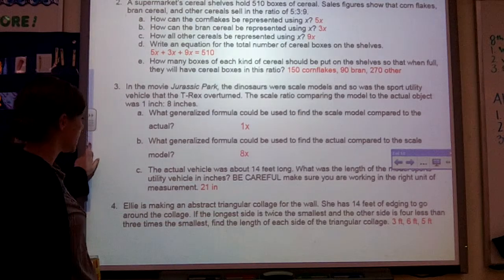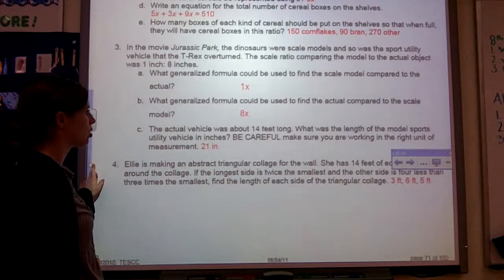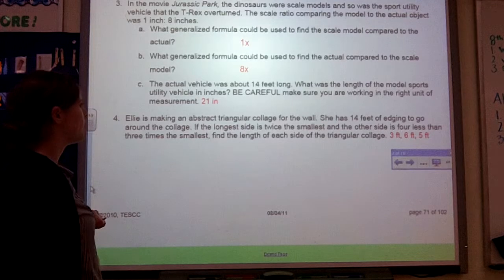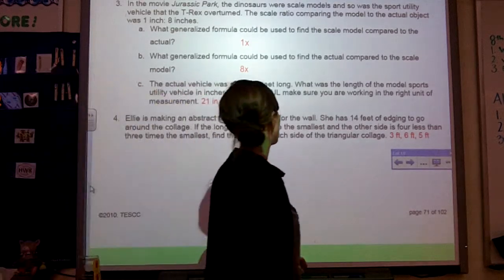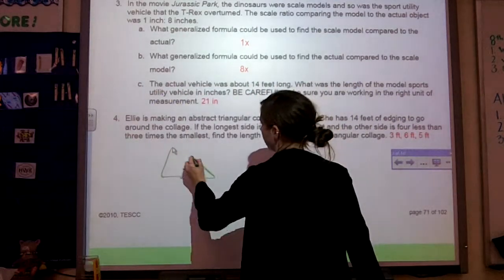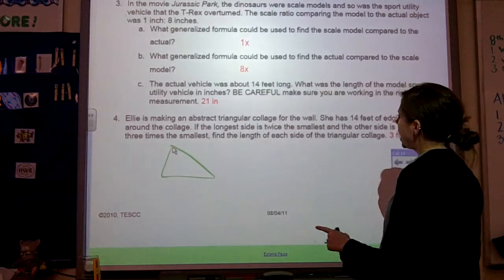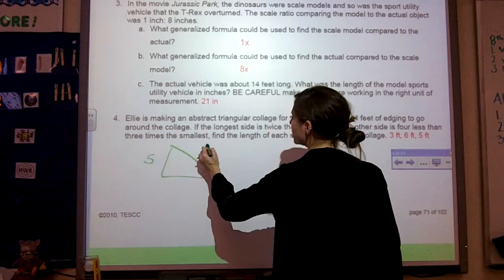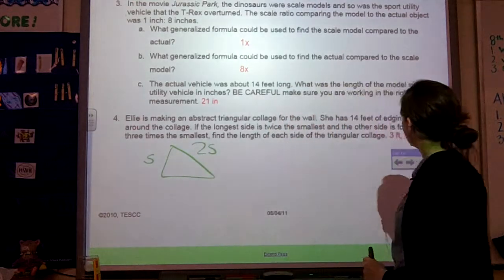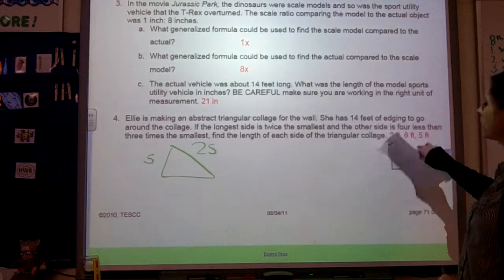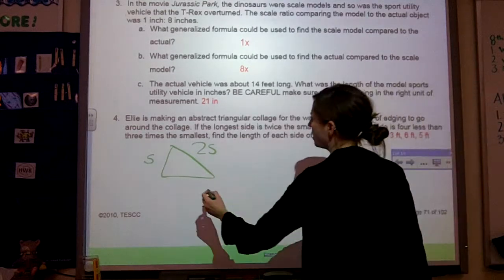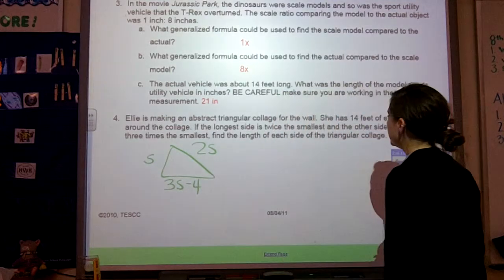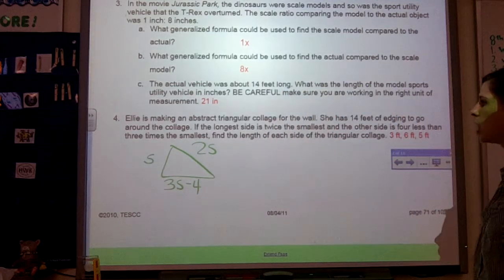Number 4 says, Ellie is making an abstract triangular collage for the wall. She has 14 feet of edging to go around. That's perimeter. If the longest side is twice the smallest, so here's our smallest, and the longest is 2 times the smallest, and the other side is 4 less than 3 times the smallest, find the length of each side of the triangular collage.